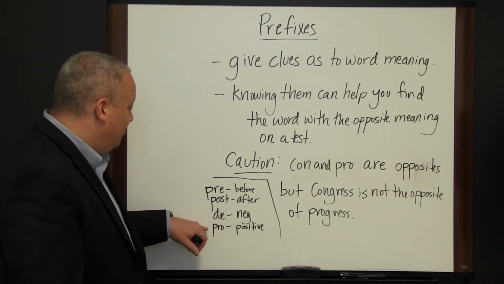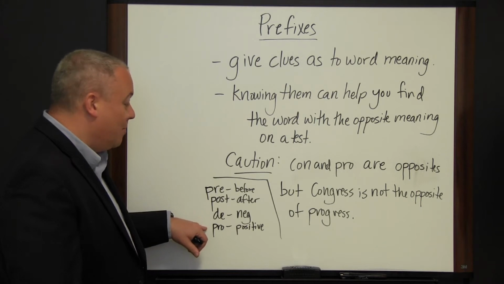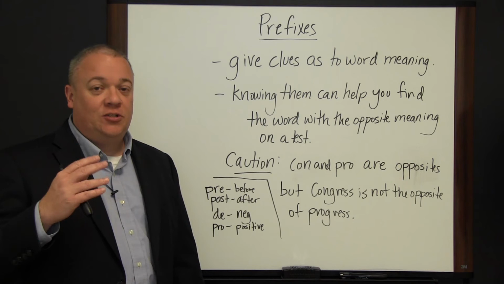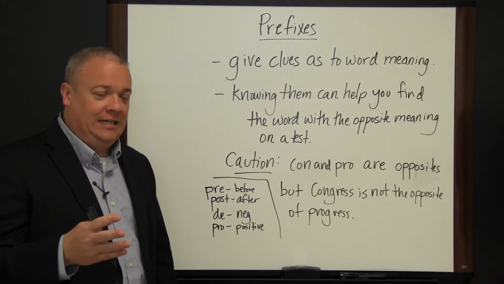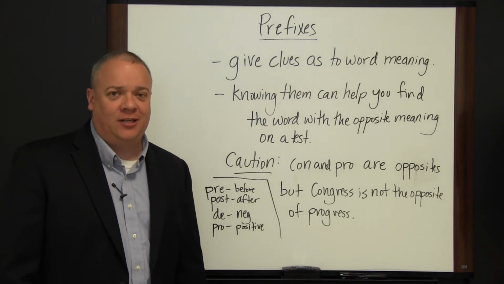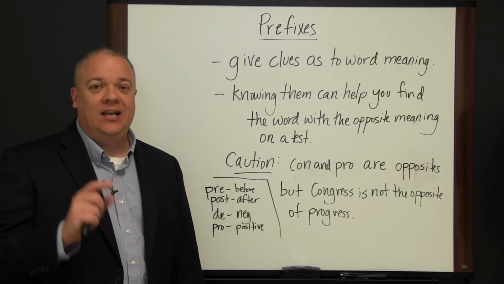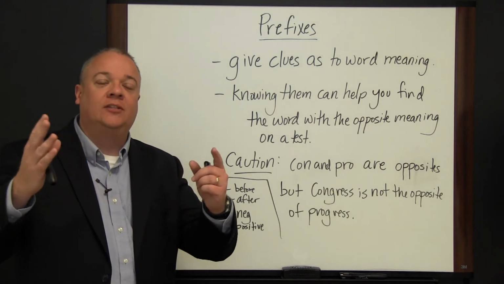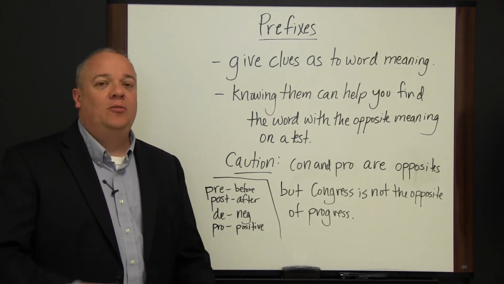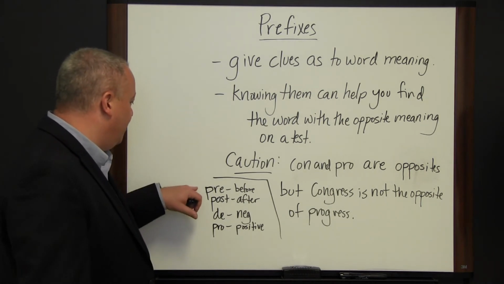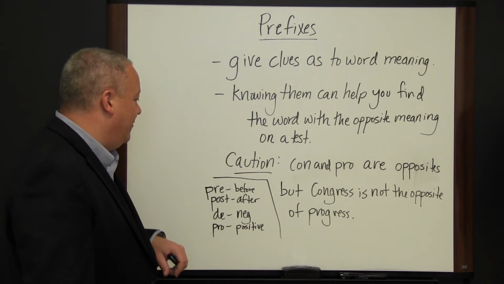Another thing would be pro and de. So pro means for, as in pro-life. Someone who is pro-life is for life. De is the negation, so deconstruction. To deconstruct is the opposite of, or the negation of, construction. Construction is to build up, deconstruct is to destroy. So pro meaning for, de is usually a negation, pre before, post after.